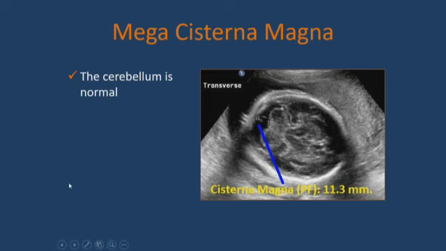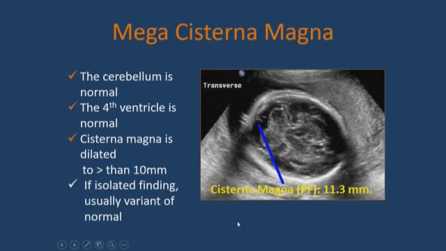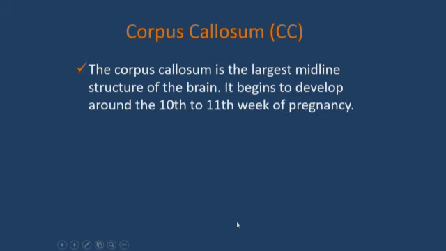There are a lot of people walking around that probably have megacisterna magna and don't know it. So the fourth ventricle is normal, the vermis is normal, the cerebellum is normal. We just have prominence beyond our normal range of 10 millimeters for the cisterna magna. So again, if isolated, and that's the key word, if isolated, nothing else going on, it can usually be a variant of normal. Right?